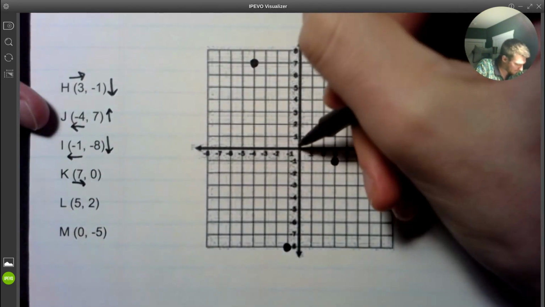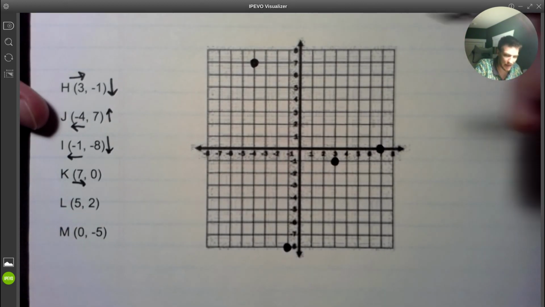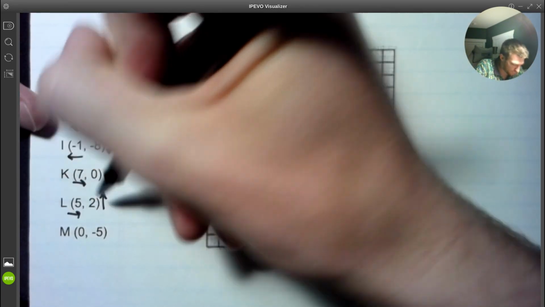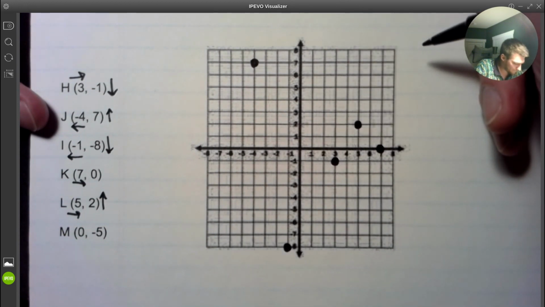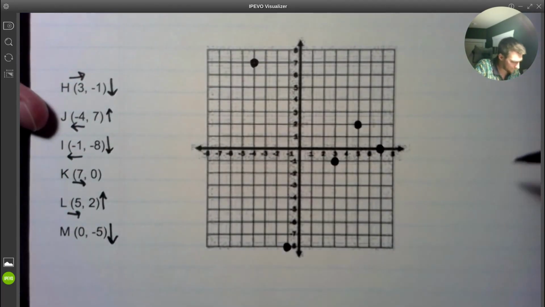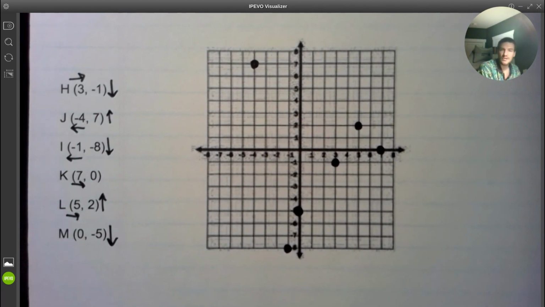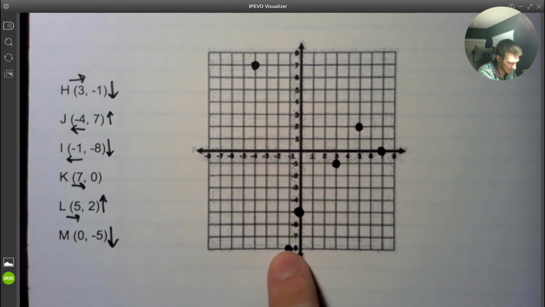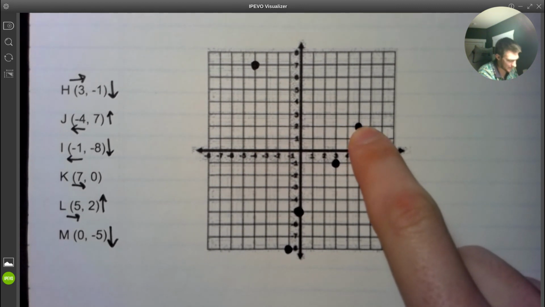7, 0 means go to the side 7 and stop. Don't go up, don't go down. It says 0, that means don't go anywhere. We've got 5, 2, which means over 5, up 2. And then we've got 0, negative 5, down. There's all of our 6 coordinates. We had H, J, I, K, L, M.